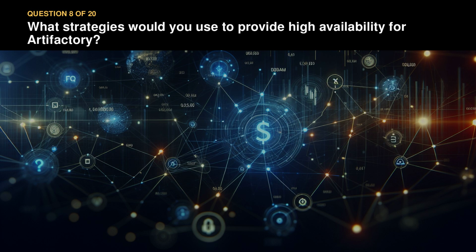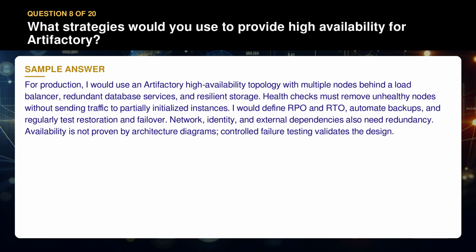Question 8. What strategies would you use to provide high availability for Artifactory? For production, I would use an Artifactory high availability topology with multiple nodes behind a load balancer, redundant database services, and resilient storage. Health checks must remove unhealthy nodes without sending traffic to partially initialized instances. I would define RPO and RTO, automate backups, and regularly test restoration and failover. Network, identity, and external dependencies also need redundancy.